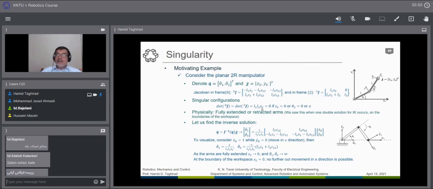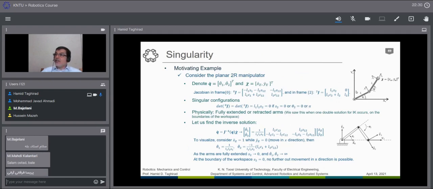And when this determinant is 0, the Jacobian has no inverse, and we are in a singular configuration. That happens when S2 is equal to 0, which is when theta 2 is equal to 0 or pi. And this was a very familiar configuration.